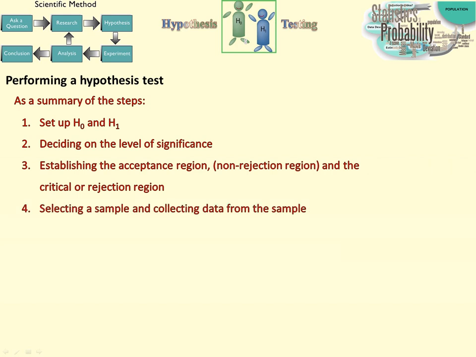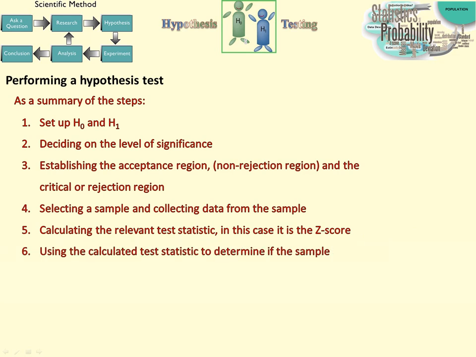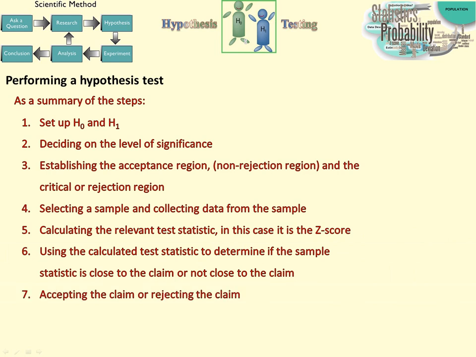Select a sample, collect data from the sample, calculate the relevant statistic. In this case, it's the Z score of that sample, using the calculated test statistic to determine if the sample statistic is close to the claim or not close to the claim. Accepting the claim or rejecting the claim.